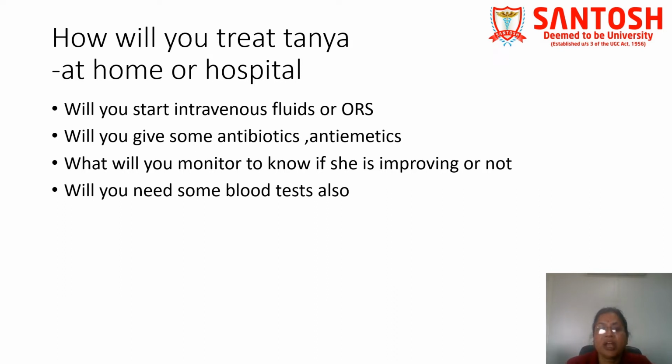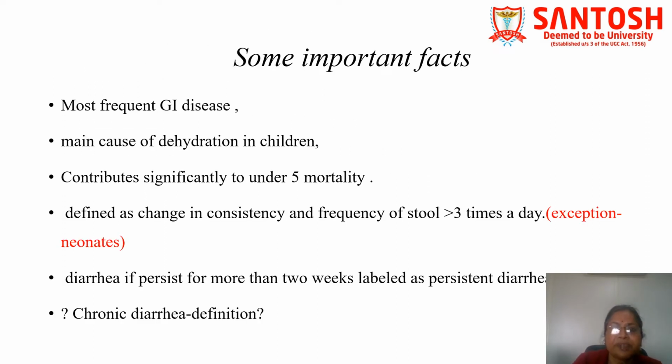And maybe I would not like to wait for ORS to take care of her dehydration. Maybe I would like to correct her dehydration fast by giving IV fluids. And also because I cannot rely on the capability of the mother to know and decide if she is improving by ORS or not. And I may like to get some blood tests done on her also. So this is the reason for all these things to be done. She has to be with us in the hospital and she needs to be admitted.